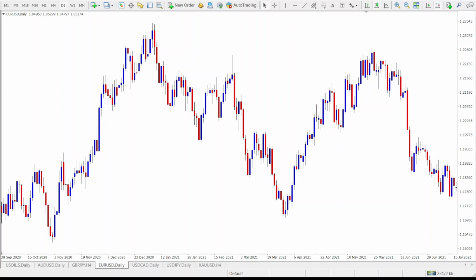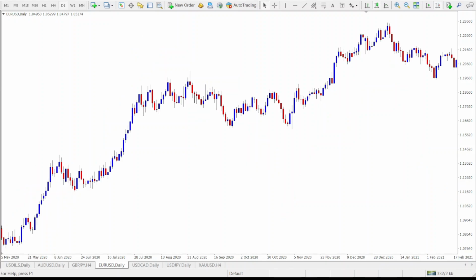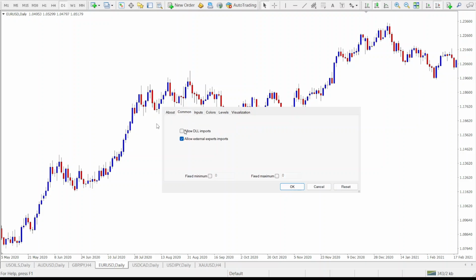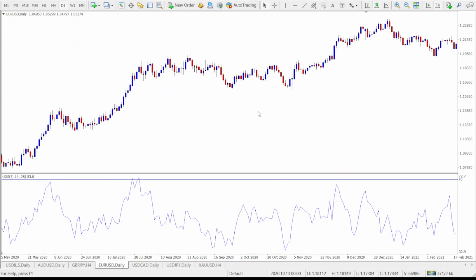So if you want to make use of the indicator, because it's a custom indicator, you need to download it from an external site and then add it to your chart before you will be able to make use of it. All right, so I'm just going to be adding the indicator to my chart right away. So this is how the ultimate oscillator looks.